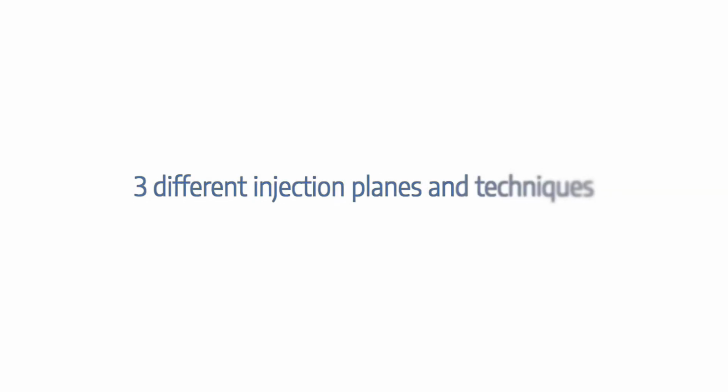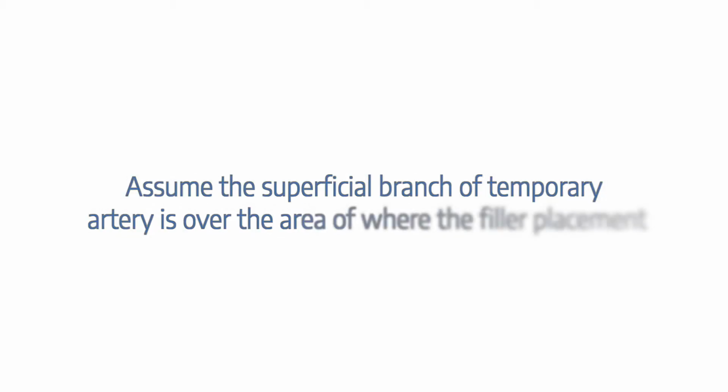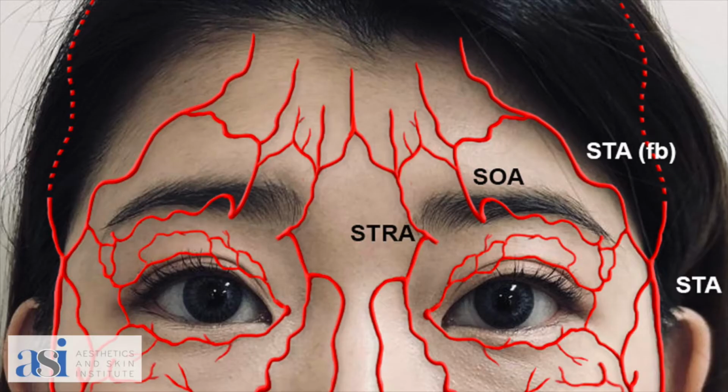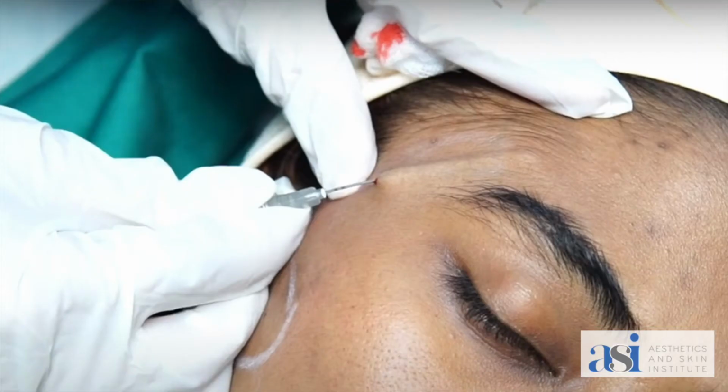This anatomy needs to be understood because there are 3 different injection planes and techniques. One has to assume the superficial branch of the temporal artery is over the area where the filler is placed. If one has to puncture the skin in this area often enough, it is probably unavoidable to hit this artery once. Using a cannula with an entry from an area away from the temporal hollow may avoid this problem, but it also has its limitations.